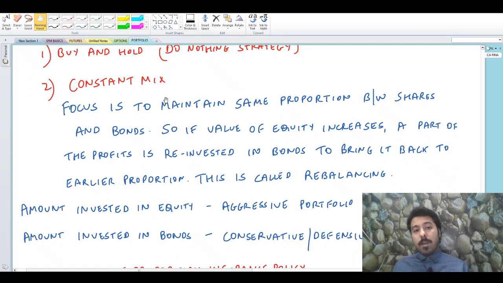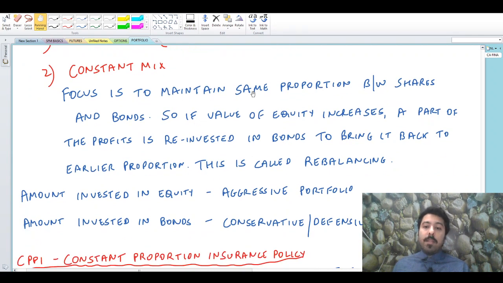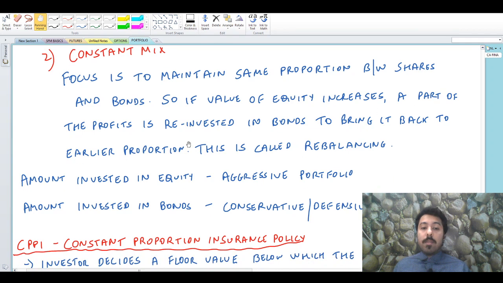Second is constant mix. Focus is to maintain the same proportion between shares and the bonds. So for example, you have 60% shares and 40% bonds. So if the value of equity increases due to profit, obviously, a part of the profits is reinvested in bonds to bring it back to earlier proportion. So for example, you have 60 and 40. You earn profit in the shares. So proportion of shares will increase in the portfolio because their value increases. So you'll reinvest a part of the profit so that the ratio is again 60 is to 40.